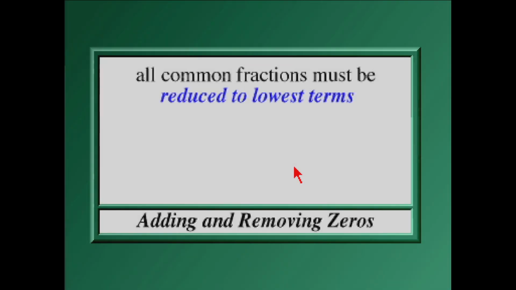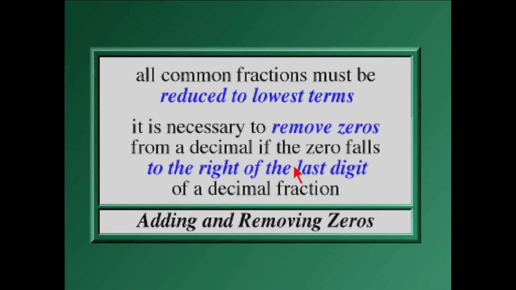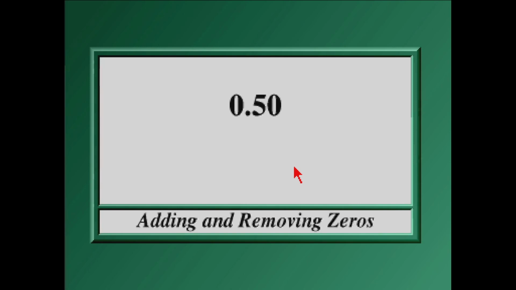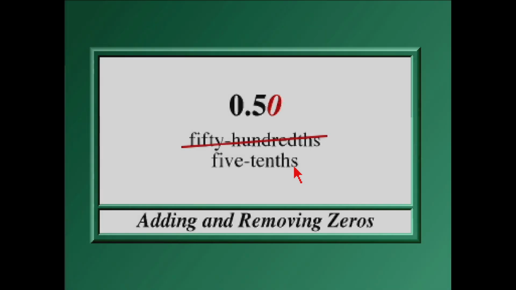All common fractions must be reduced to lowest terms. In a similar manner, it is necessary to remove zeros from a decimal if the zero falls to the right of the last digit of a decimal fraction. For example, in 50/100ths, or 0.50, the zero on the end is unnecessary. The decimal can be read as 50/100ths, but it is easier to understand if read as 5/10ths. Both decimals equal the same amount.